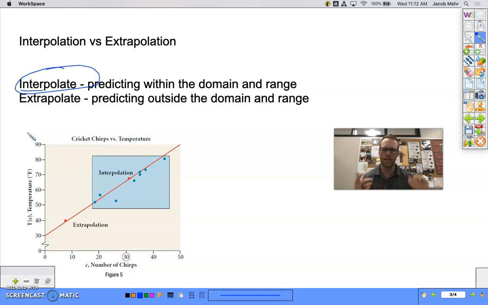So just something to tie into your minds, that we have to give these scientists a little bit of a break because they are trying to make predictions outside of the data values.